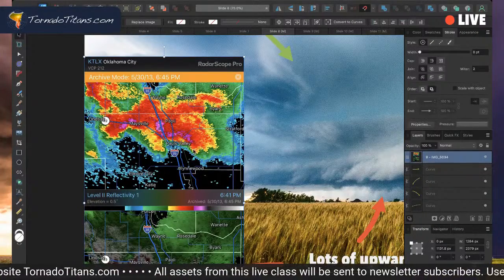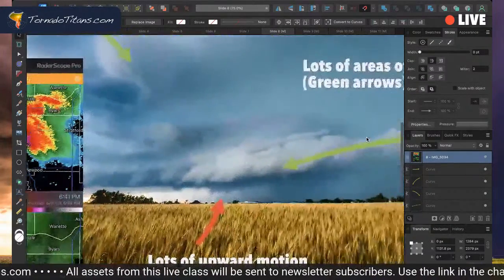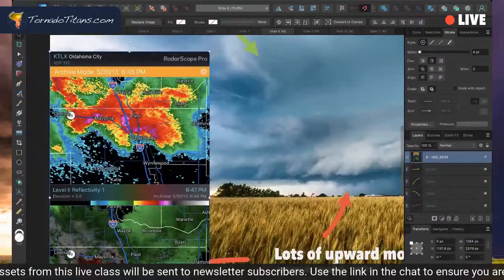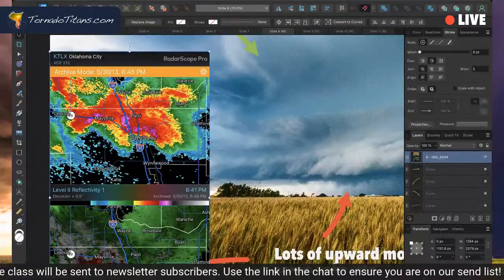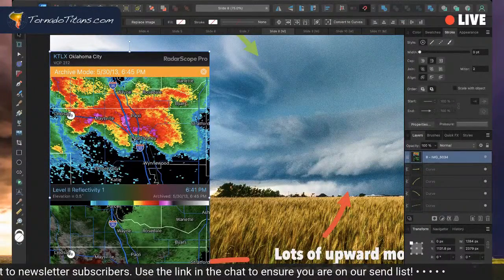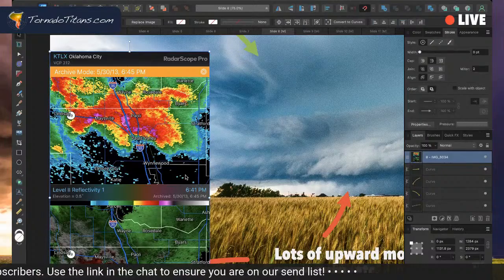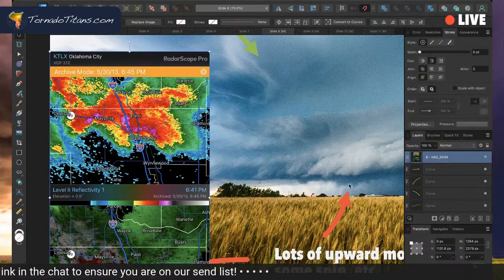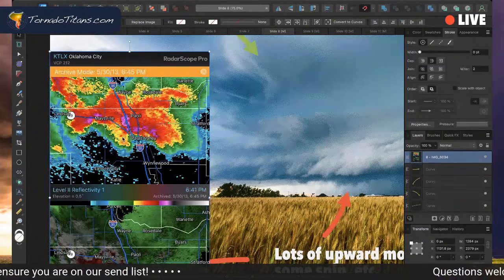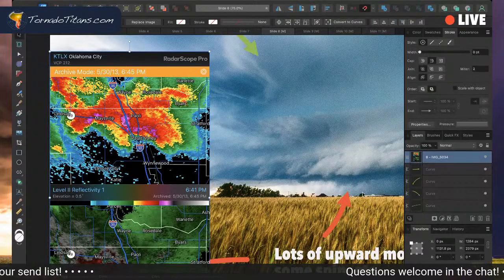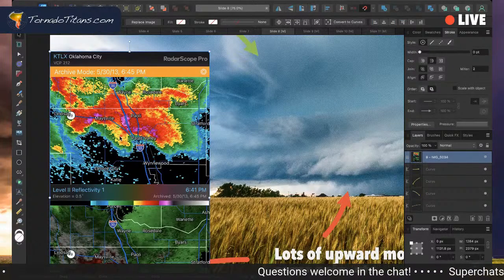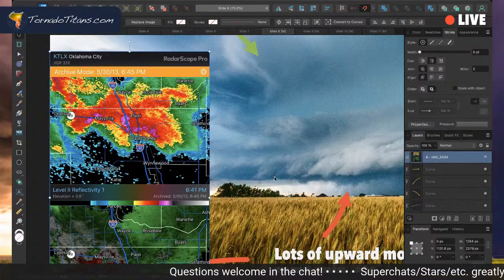So this storm, this low level inflow band over here, is happening right up here. It's coming in from the forward flank into the updraft. And then you see the RFD, and that's this area right here. There's this curving happening. There's a definite curve in how this looks.